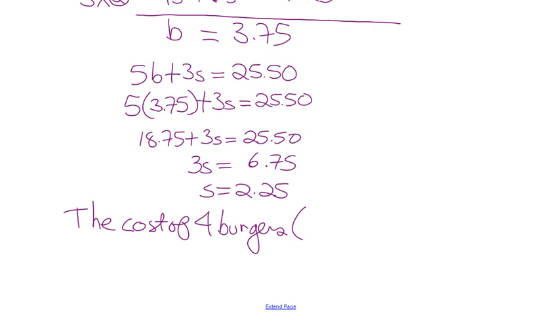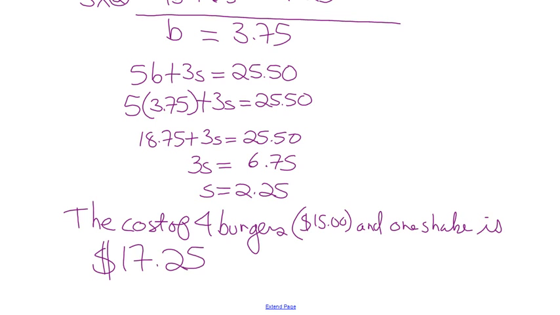I'm actually going to throw that number in there, right? So what is it? It's 12 plus this $15, right? And what was it? 4 burgers and 1 shake? And what do we get? 17 and a quarter? Okay. Yes? No? Questions? Yeah.